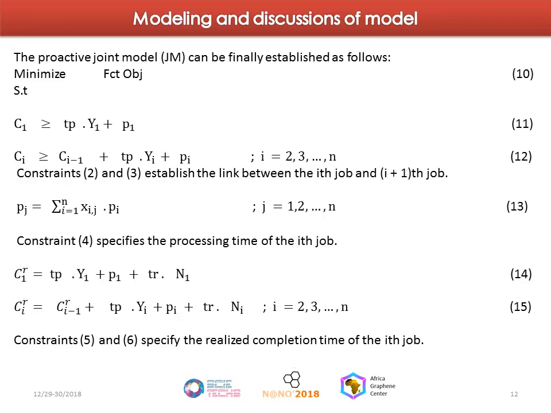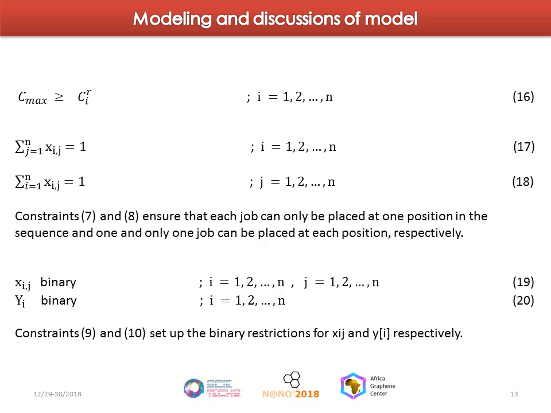Concerning the modeling of this problem, the proactive joint model can finally be established as follows. The objective function is found in constraint 10. Constraints 11-12 establish the link between two jobs. Constraint 13 specifies the processing time of each job. Constraints 14 and 15 specify the realized completion time of each job. Constraints 17 and 18 ensure that each job can only be placed at one position in the sequence, and only one job can be placed at each position respectively. Constraints 19 and 20 set up the binary restriction for X and Y.